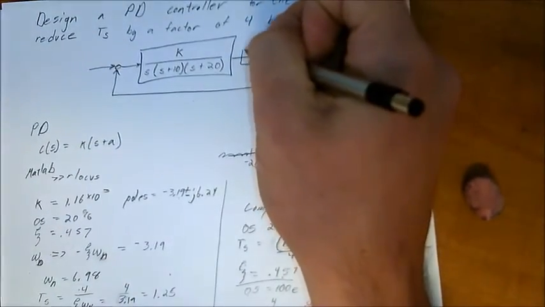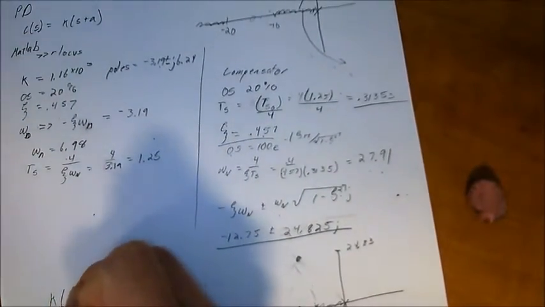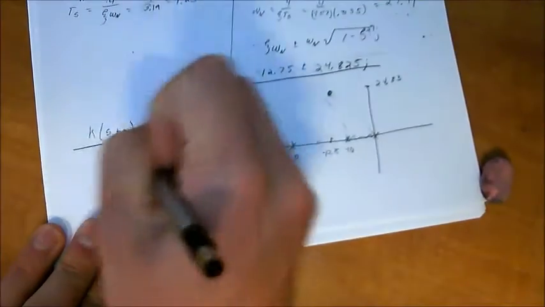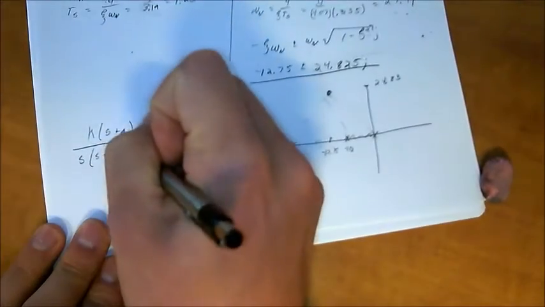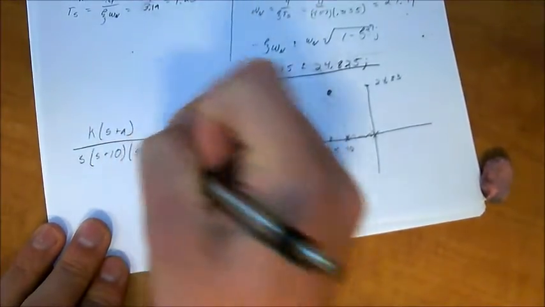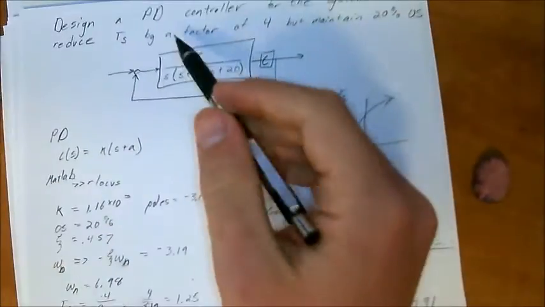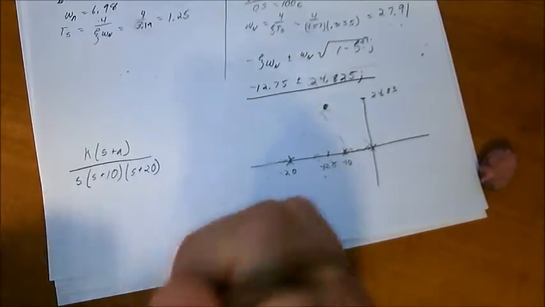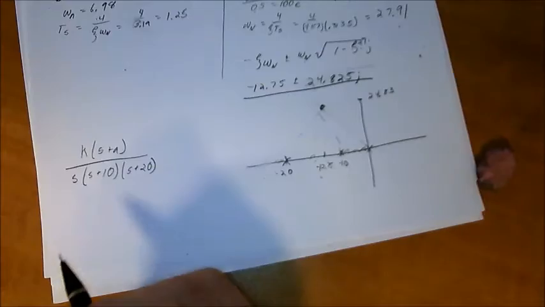So I'm going to go ahead and add in our compensator now. We're going to put the compensator in the forward loop, so it would be like putting the C right here. So you're going to end up with K of S plus A all over S times S plus 10, S plus 20. And this is the open loop system. We haven't closed the block diagram or anything like that. We just added in the compensator. And this is what you get.